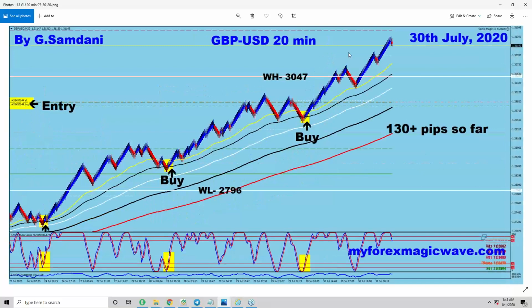On the 30th, Pound USD. This was my trade. And then again, this one for 130 pip. This was going up. Pound was getting strong and USD was getting weaker. So Pound USD was creating big imbalance differences in these currencies. One is going north, the other one is going south, and that's where you cash in.